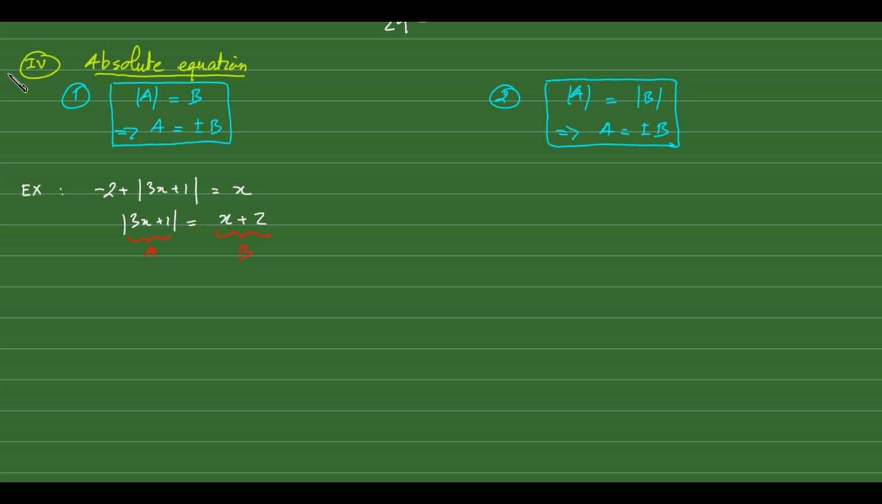All right, now just go ahead. We're going to split up into 2 cases. So A equal B and A equal negative B. Because right now we're solving the equation, you don't have to worry too much about the inequality direction. So x equal half. Over here you have 3x plus 1 equal negative x minus 2. So you have 4x equal to negative 3. X equal negative 3 over 4.